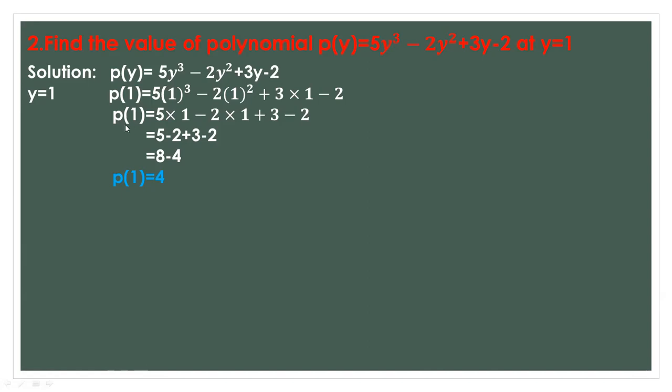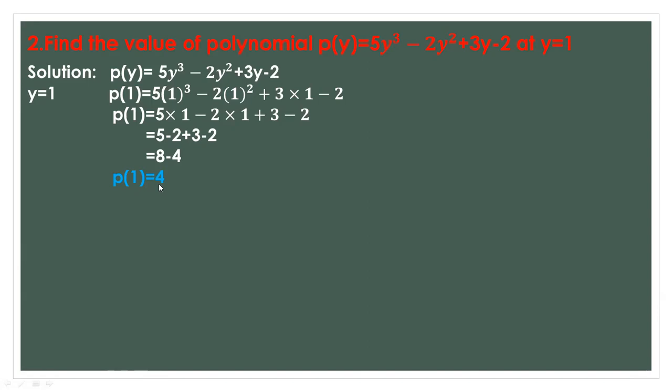Then the next step, p of 1 is equal to 1 whole cube means this is 1. It means 5 into 1 minus 2 into 1 square means 1, plus 3 ones are 3, minus 2. Then after that, 5 ones are 5 minus 2 plus 2 into 1 is 2, plus 3 minus 2. After simplification, it means add the positive integers as well as the negative integers. So 5 plus 3 becomes 8, minus 2 becomes minus 4. After subtraction of these two, p of 1 is equal to 4.